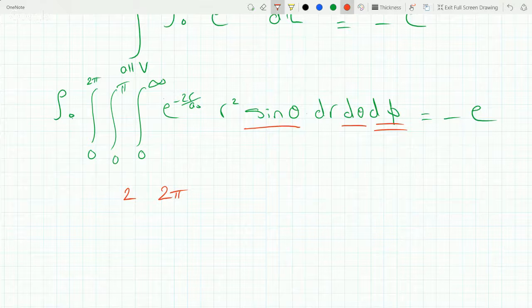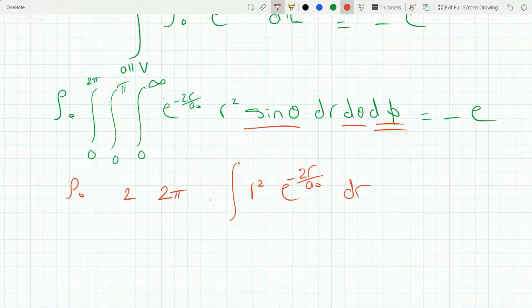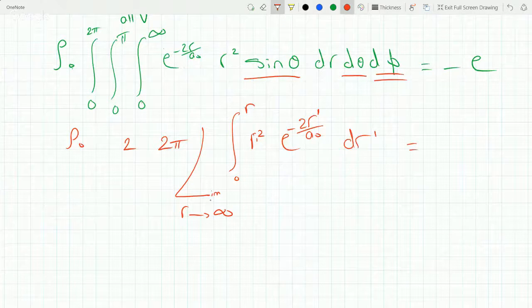And what I have left, with rho 0 outside, is r squared e to the minus 2r over a0 dr. Let's use dummy variables of integration here, going from 0 to r, and then when we're done, we're going to take the limit as r goes to infinity. This should be an r prime as well. So r prime is just a dummy variable of integration. And this has to equal minus e.